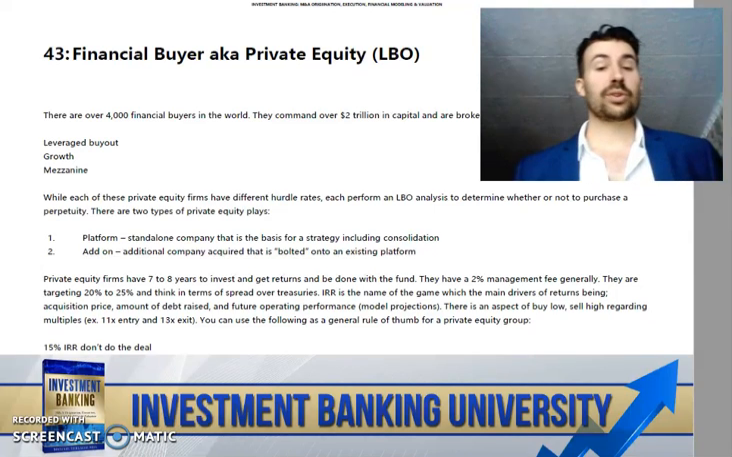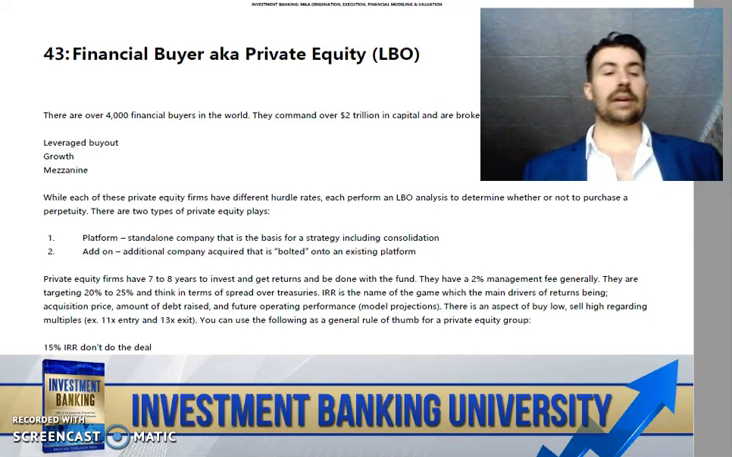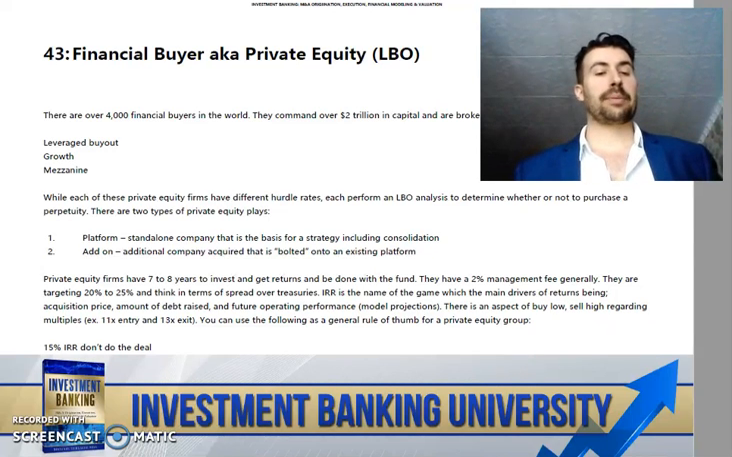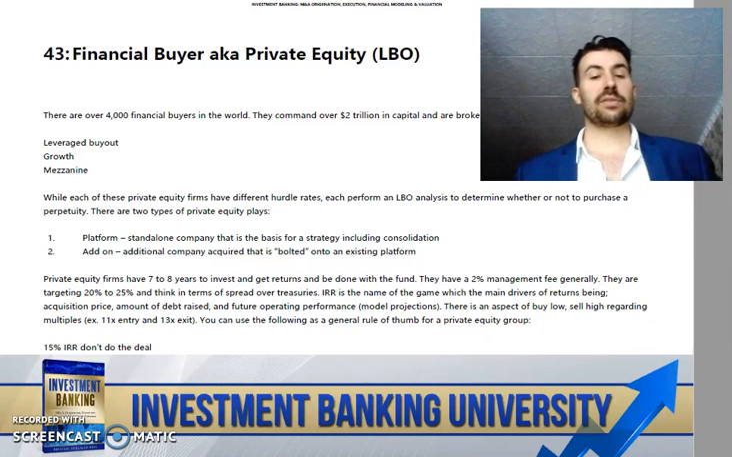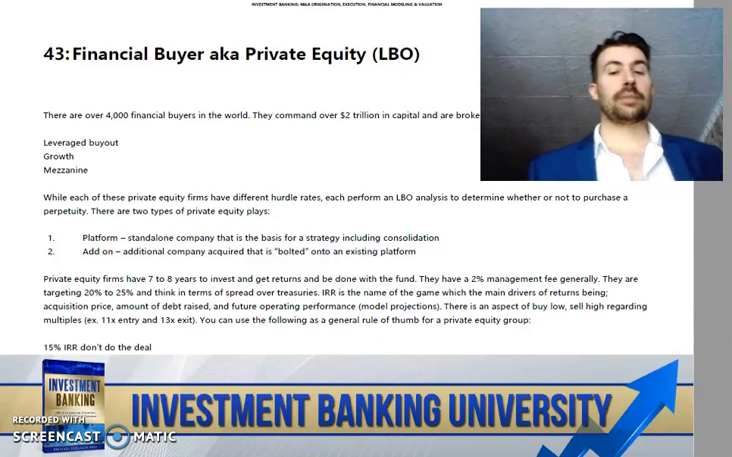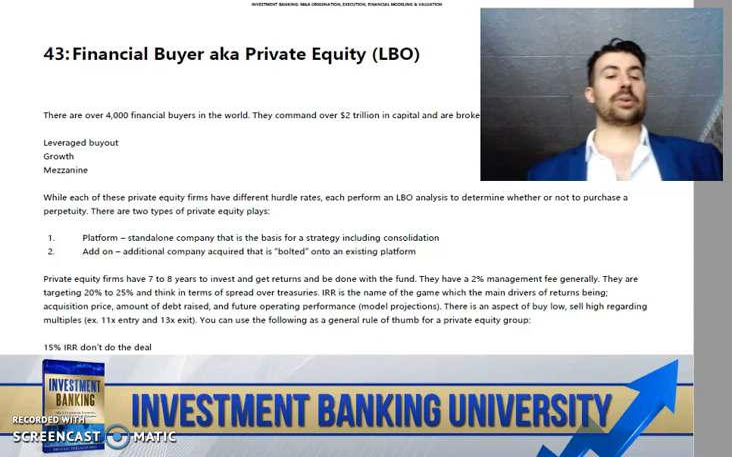They command over $2 trillion in capital and are broken down in the following categories: leverage buyout, growth, and mezzanine. And there are actually other types like venture capital, etc. And we're going to get into that as well later on in the course. But for now, we're just going to focus on those main ones as it relates to the buying in perpetuity. So while each of these private equity firms have different hurdle rates, each performs an LBO analysis to determine whether or not to purchase a perpetuity.